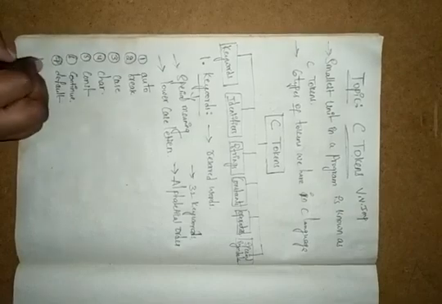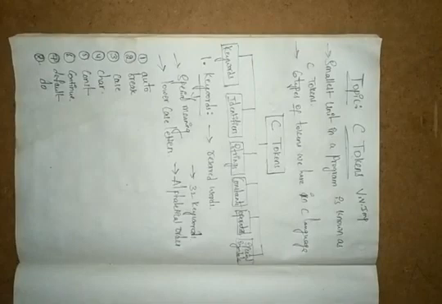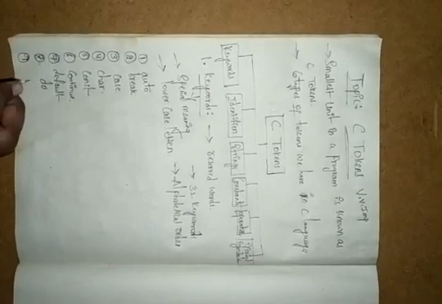And next we have the eighth one, do. Do is a loop; we can call it the do while loop. It is similar to the while loop except that it is executed at least once. And next we have the ninth one, double.